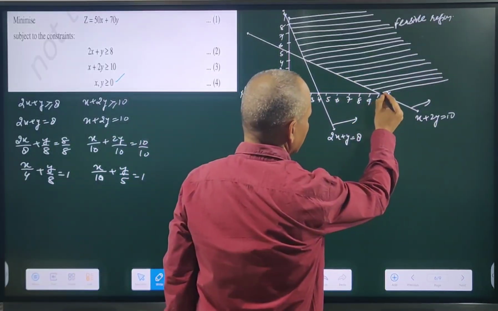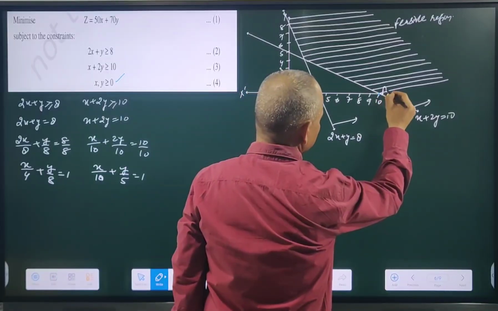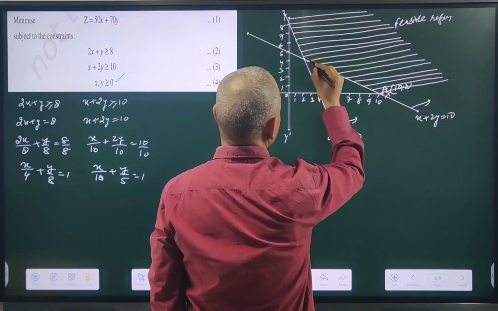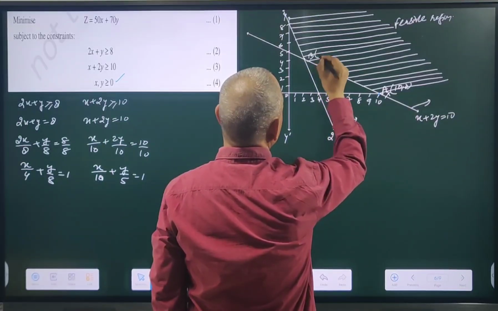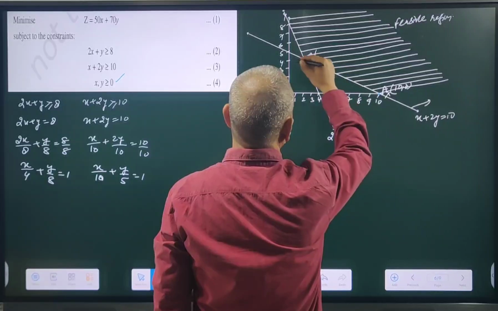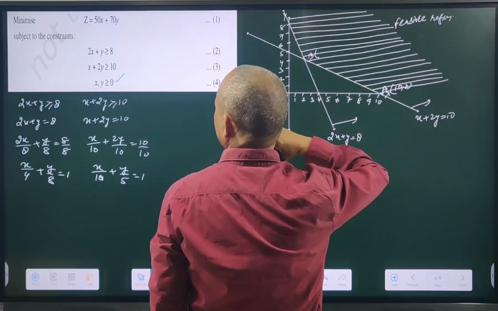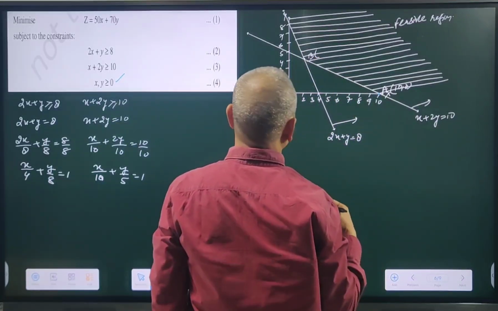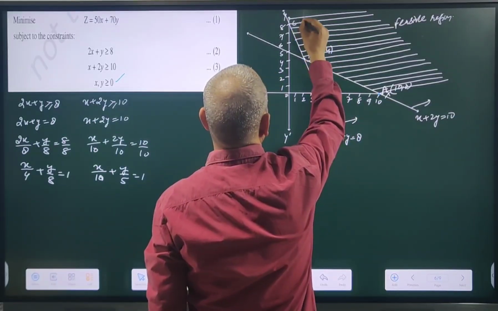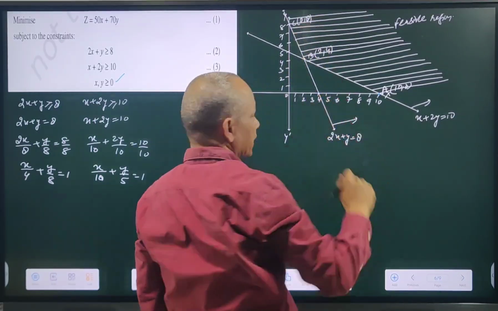Let us look at that later. Let us first mark these points. Point A is 10, 0. Point B will be 2, 4. It seems to be correct, 2, 4. And point C will be 0, 8.